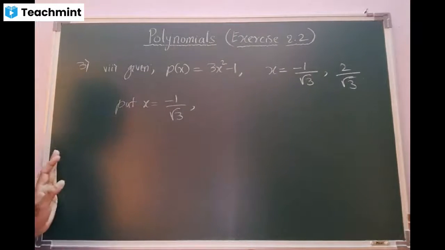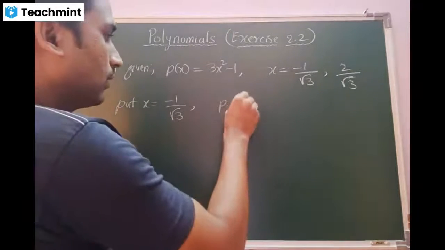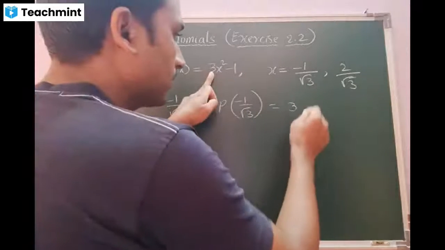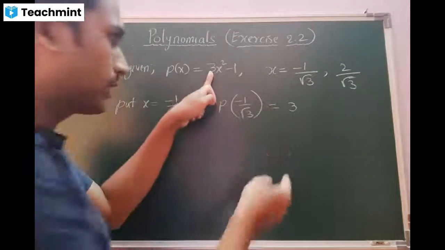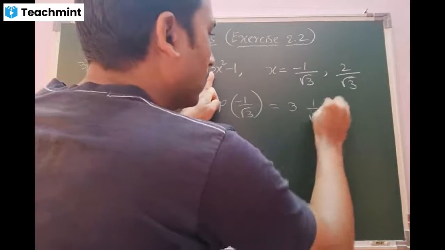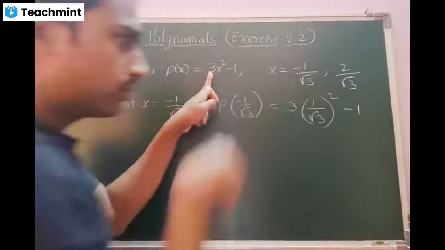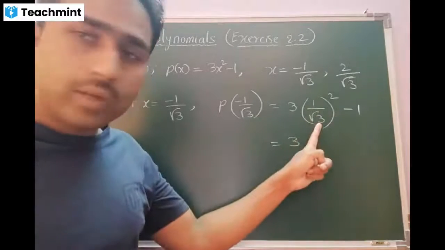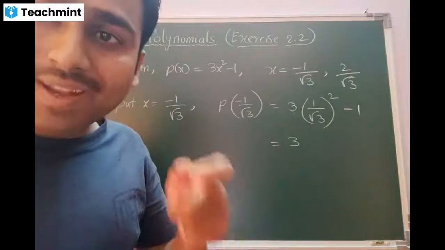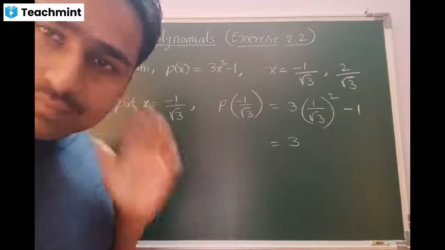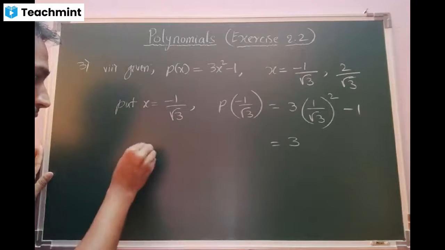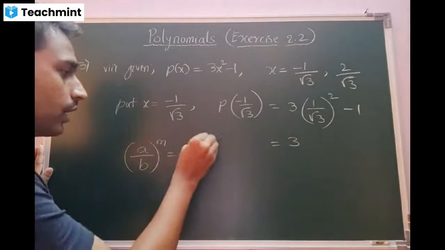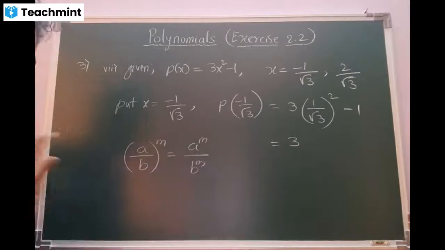Put x is equal to minus 1 by root 3. We will solve it. P of minus 1 by 3 equal to 3 as it is. So, sorry, it is not 1 by 3, it is 1 by root 3, the whole square, minus 1. If I solve it, 3. Beta, this square is related to numerator also, denominator also, according to the laws of exponent. Correct, beta? If you remember, we have a law: a by b whole power m is equal to a power m divided by b power m.